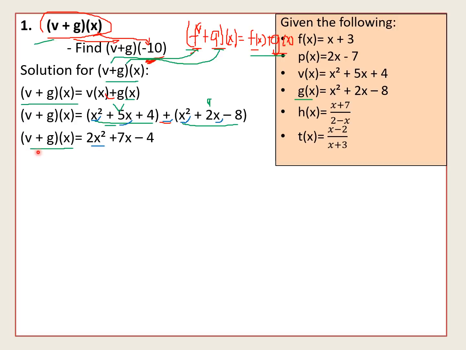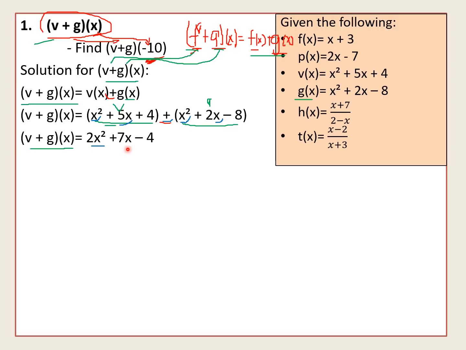Now, ito na ba yung pinaka simplified form natin? Yes. It is because wala ka nang makakombine pa na similar terms dito. Okay. Now, if I am going to ask you what is the value of v plus g of x, you're going to tell me 2x squared plus 7x minus 4. Ma'am, bakit po ito? Kasi ito na yung sum nung v and g. But, we're not done yet.